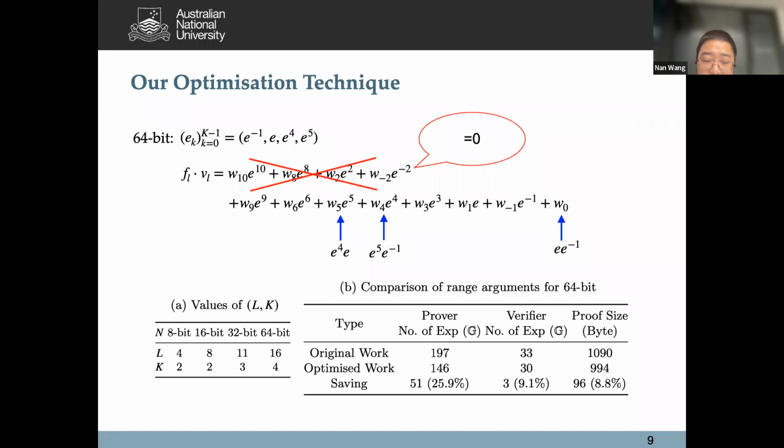For example, e^4 times e can be merged to e^5. e^5 times e^{-1} can be merged to e^4. And e times e^{-1} can be merged to the constant term. At the bottom, the left table shows the values L and K to achieve the best performance for different ranges. And the right table shows a comparison of our original argument and optimized argument. Our optimized argument can save 51 and 3 group exponentiations for proving and verification respectively, and it also saves 96 bytes in proof size.